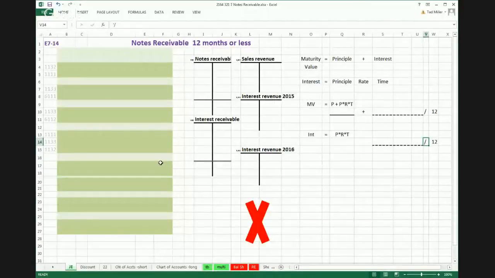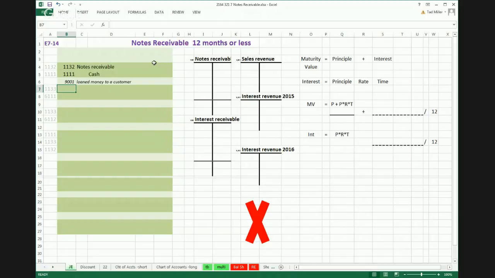Good afternoon. We are going to discuss the accounting for journal entries and calculations for notes receivable that have matured in 12 months or less. So when a note is 12 months or less, we're not required to use present value or time value of money. And so this note, I'm working Exercise 14 if you're following along in the book.